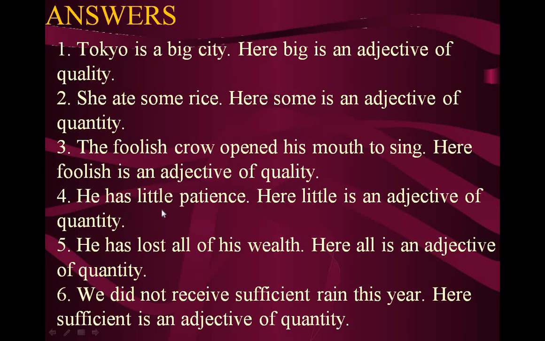He has little patience. How much patience? Little patience. How much exactly? I don't know, 10%, 12%, I don't know. He just has little patience. So little is uncountable and it comes in quantity. Next, he has lost all of his wealth. All is again quantity, because wealth is uncountable. And the last one is: we did not receive sufficient rain. So sufficient also comes in quantity. Less rain, sufficient rain, much rain, all of this will come in quantity. We are not talking about raindrops, we are talking about rain here. So I hope it is clear to you all.